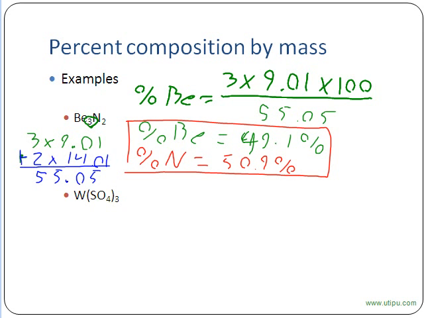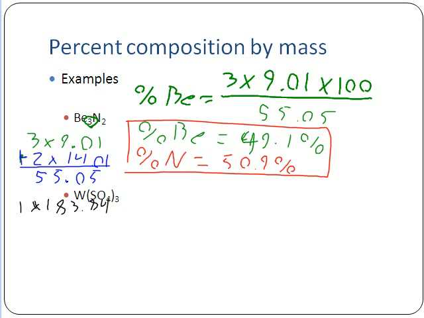No, tungsten sulfate, W(SO4)3. And so let's get one of the steps out of the way. Let's find the molecular mass of this thing before we even start. And so to find the molecular mass, we know we have 1 tungsten, so we have 1 times the mass of tungsten. And so a quick look onto your periodic table tells you that tungsten has a mass of 183.84.